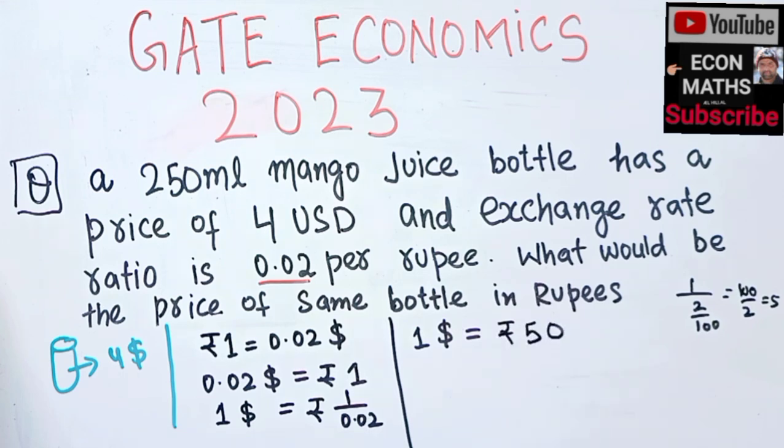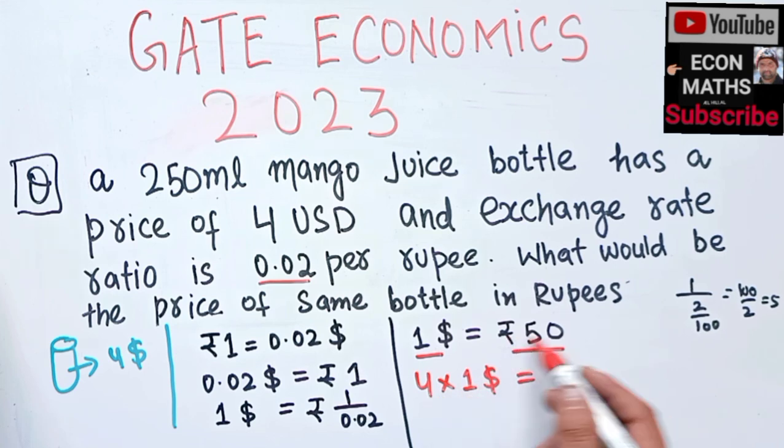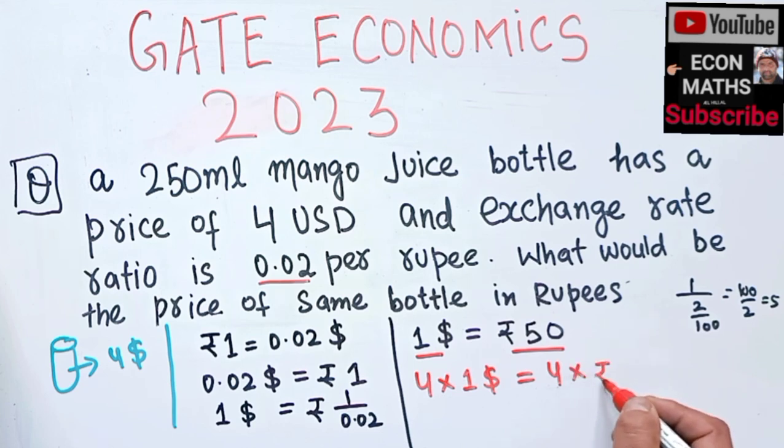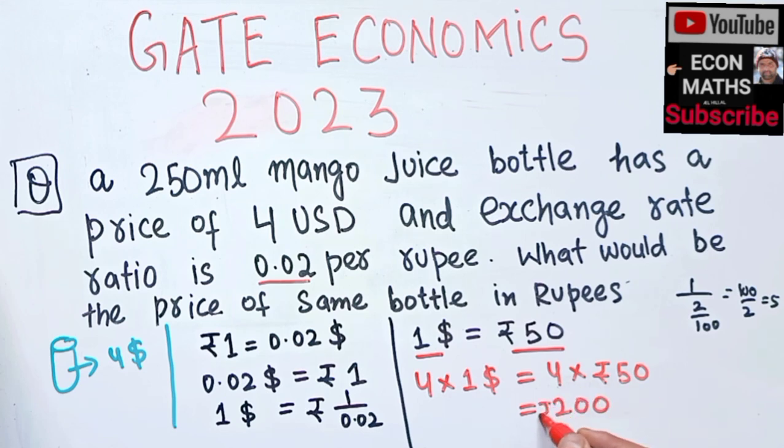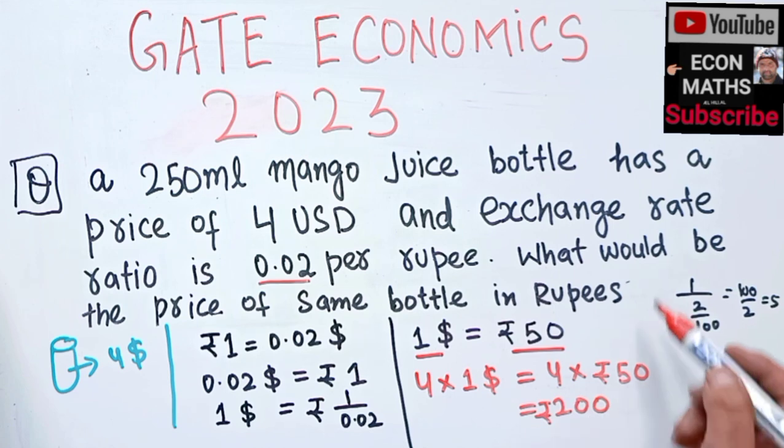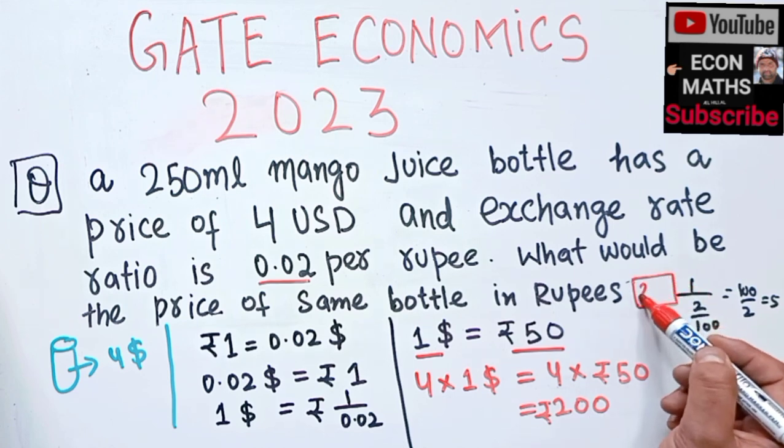So $1 is equal to 50 rupees. The price of the bottle is $4. That means 4 into $1 will be equal to, we multiply this also with 4, so we have 4 into 50 rupees. That gives us 4 5s are 200 rupees. That means the price of the same bottle will be 200 rupees. So we have 200 here.